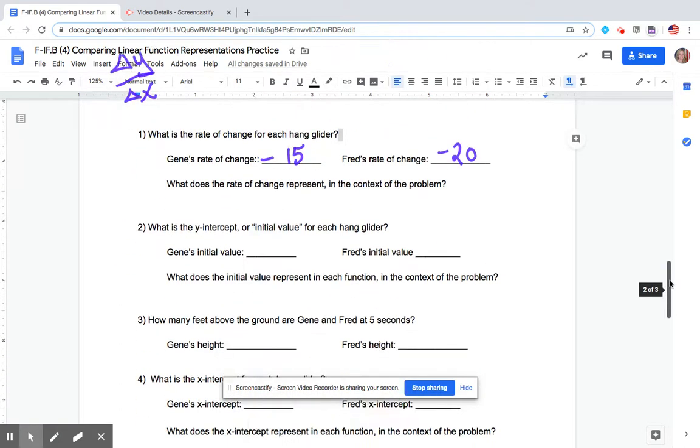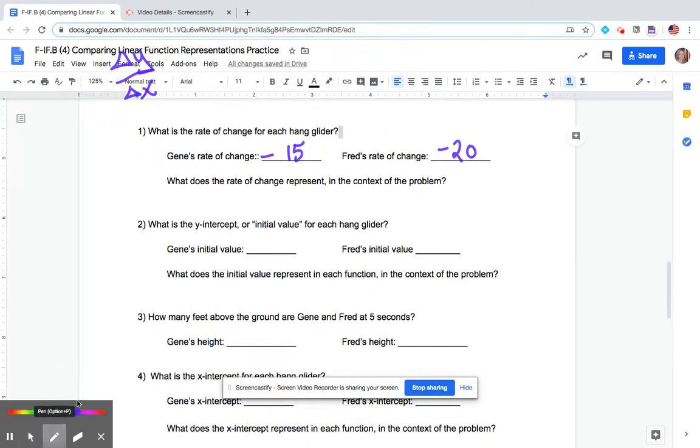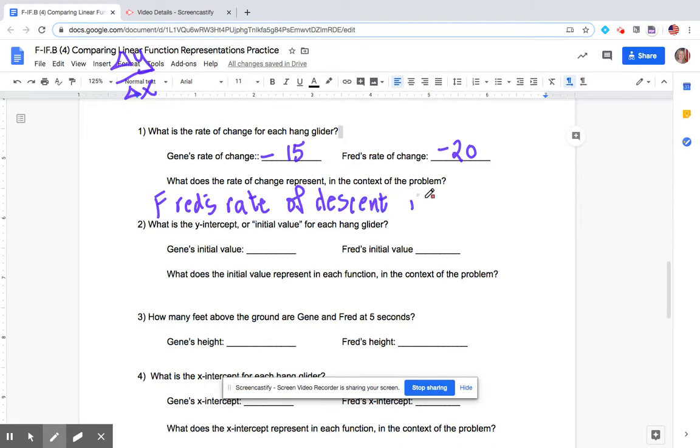And then we have to interpret this in the context of the problem. So that would tell me that Fred is descending. Fred's rate of descent is faster than Jean. Now that's kind of an odd thing because the number -20 is actually less than -15, but in the context of the problem, he's coming down to the ground level faster.